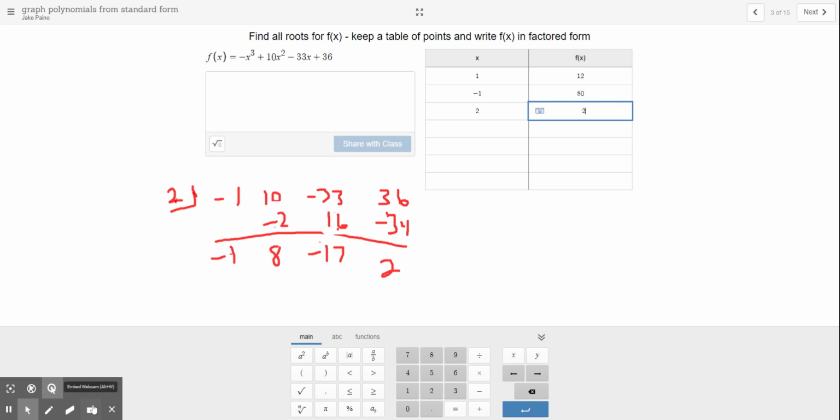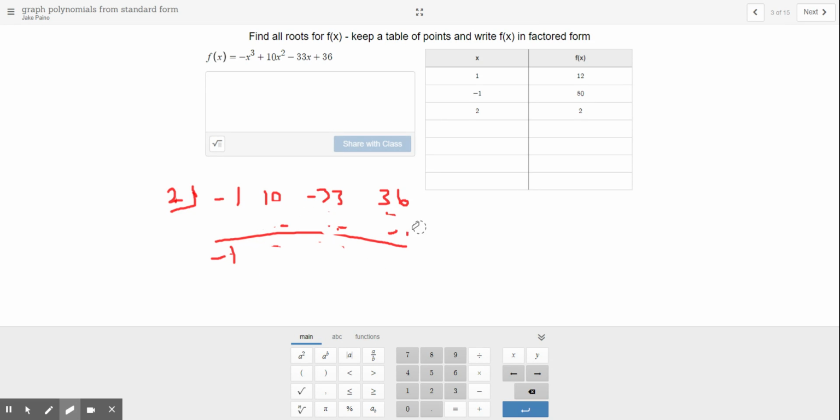Let's try 3. All right, so I get negative 3, 7, 21, negative 12, negative 36, and 0. So 3, 0 works.